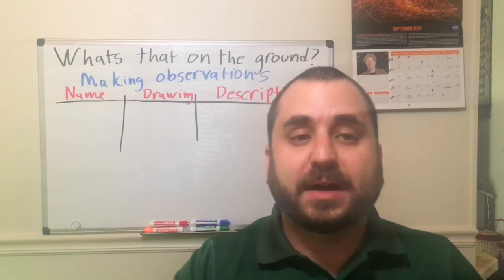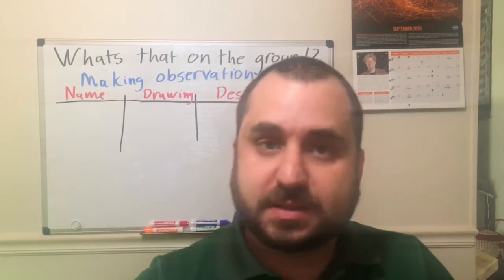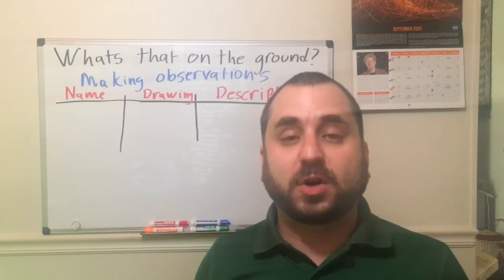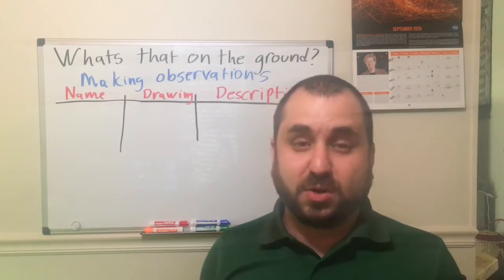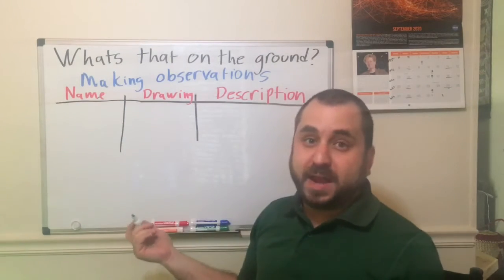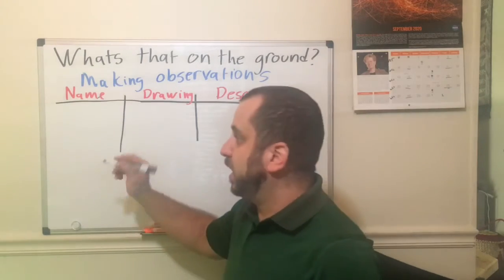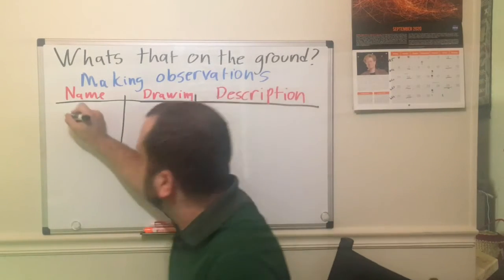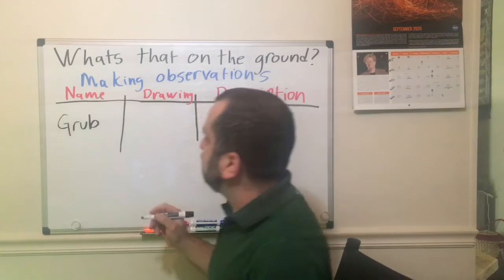So now that we've had a really close look at some of the things I found in the dirt, let's take a moment to record some of our observations. So the first thing we looked at was that really gross looking bug thing, right? So up here under name, I'm not sure what that creature was called, so I'm just gonna write grub, which is kind of a generic name for what that thing was. So it was a grub, just a type of worm.